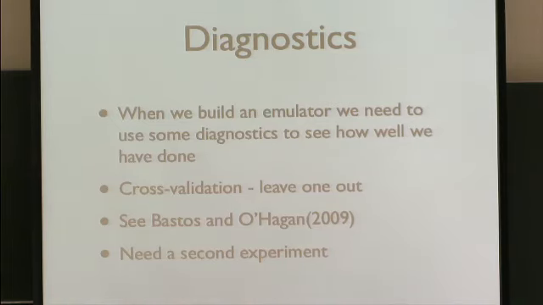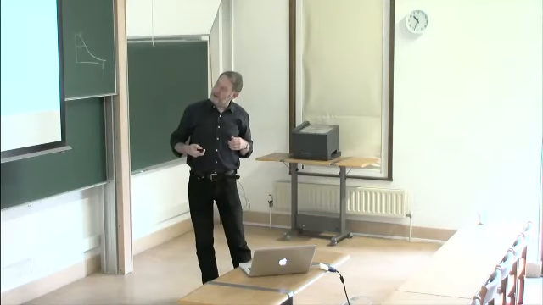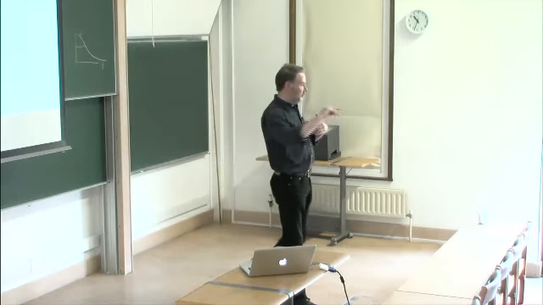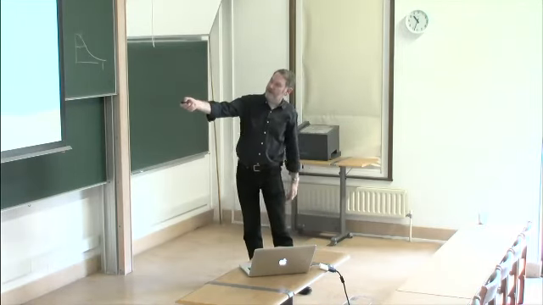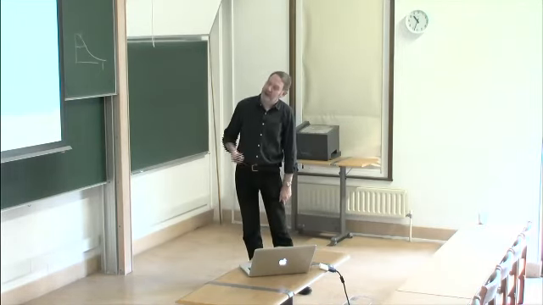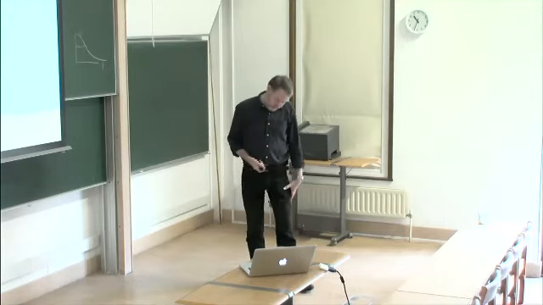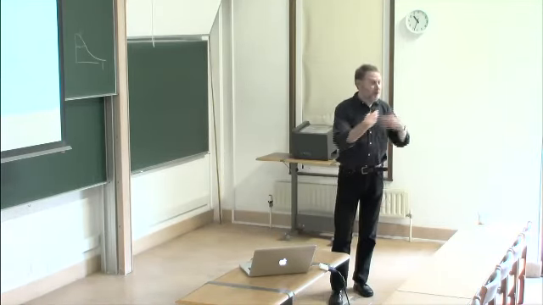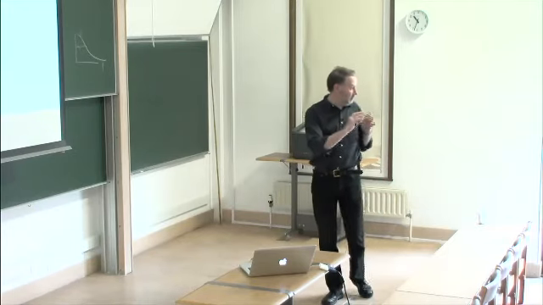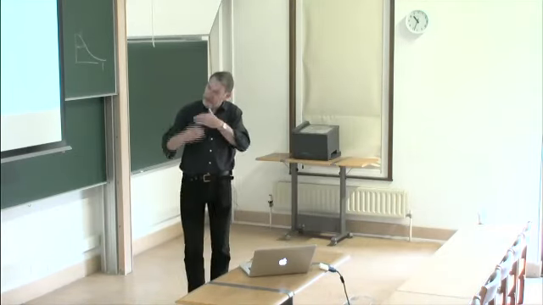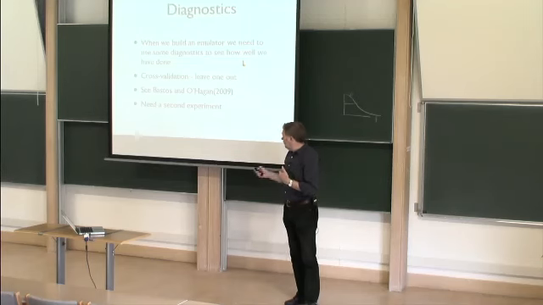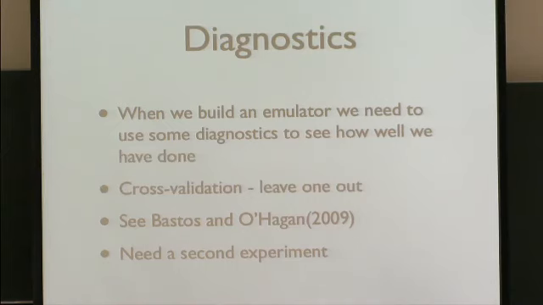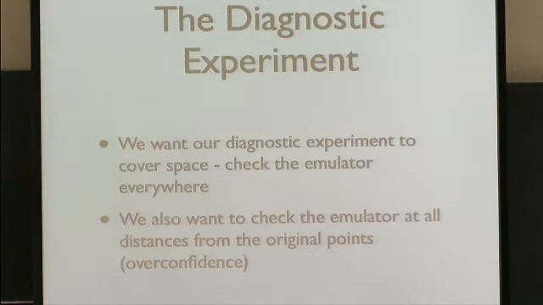The problem with cross-validation is that if you've got some optimal design and I keep dropping one out, I'm continually working with a non-optimal design. So there are some problems with cross-validation. There's an interesting paper by Leo Bastos and Antonio Hagen where they propose some tests where you do a second run, and there are various tests you do by emulating the second set of points from the first set, and to do that, you need a second experiment. And this is where I'm getting into the speculation.